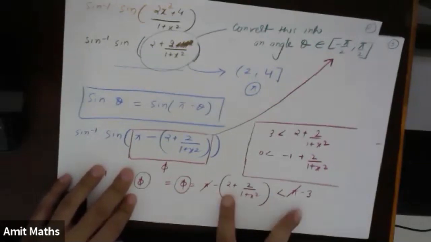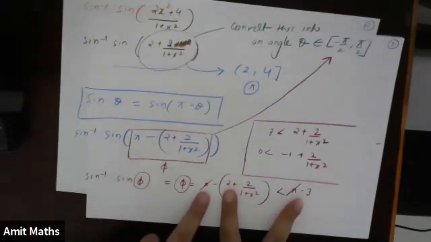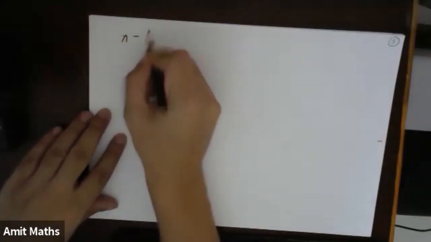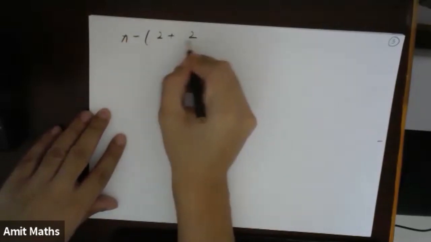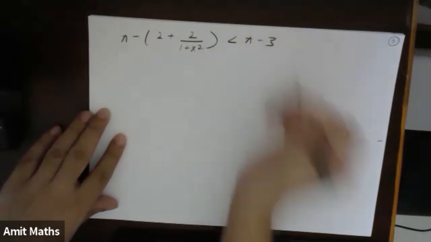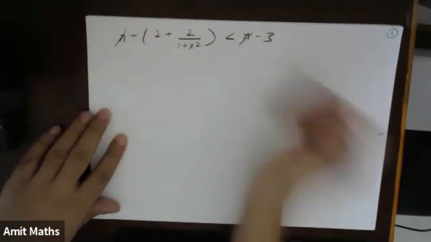So what I will do, I will explain this from here once again. I will do the calculation from here once again. Some of you are not able to understand. So let's write it once again. So this is pi minus 2 plus 2 by 1 plus x square should be less than pi minus 3. You know? So this pi and pi gets cancelled.